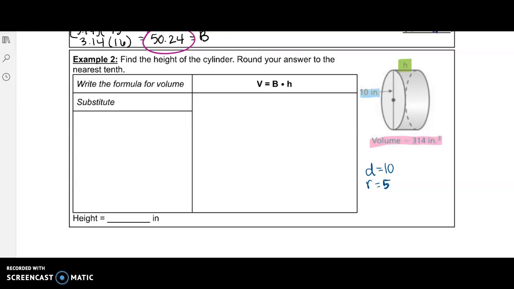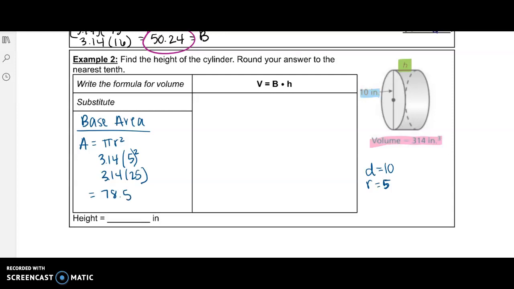So we know our volume, but we don't know the area of the base yet. So let's find the area of the base. So this again is going to be area equals pi r squared. So we're going to use 3.14 for pi times our radius squared, so 5 squared. So 3.14 times 25, and that gives us 78.5.